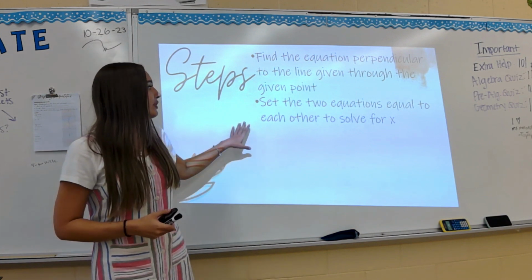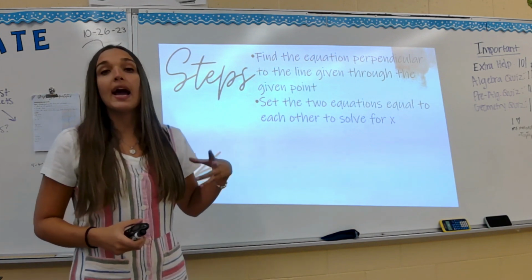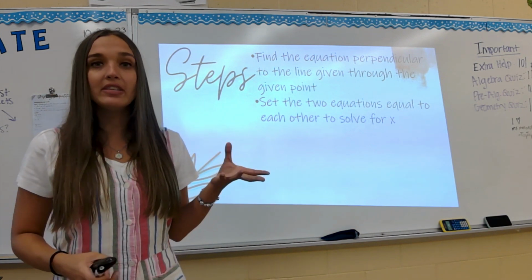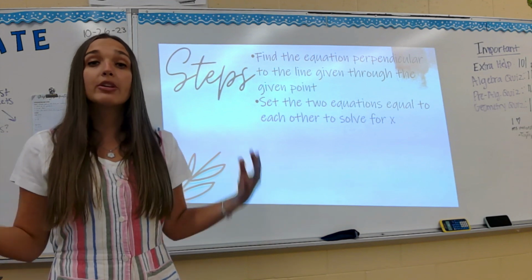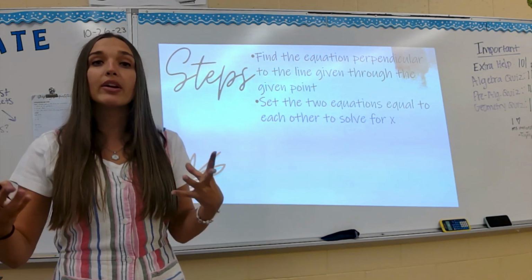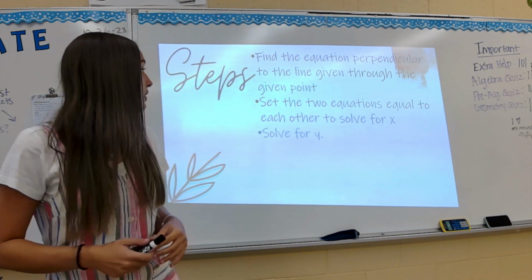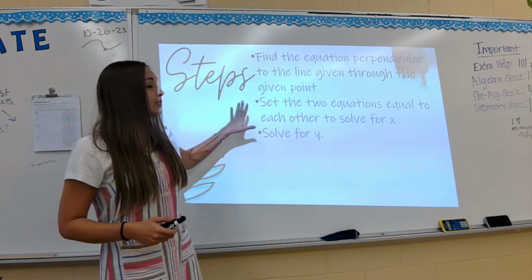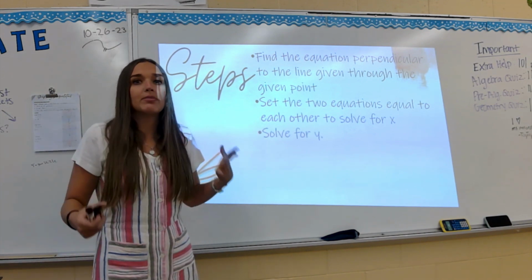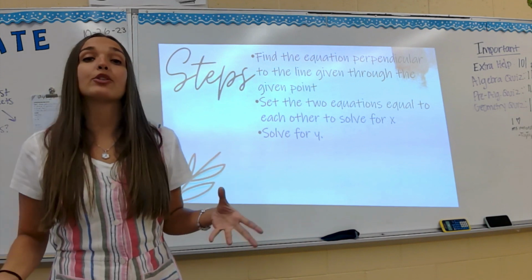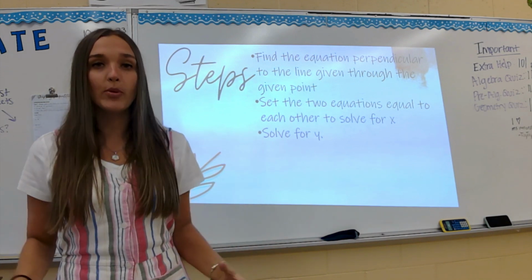Then we're going to set the two equations equal to each other. We're going to take our original equation that they gave us and our perpendicular equation, and set them equal to each other to see where those two lines intersect. Once we find our x, we're going to solve for our y because we have to complete the point. We found our x, find our y to be able to continue with that point.